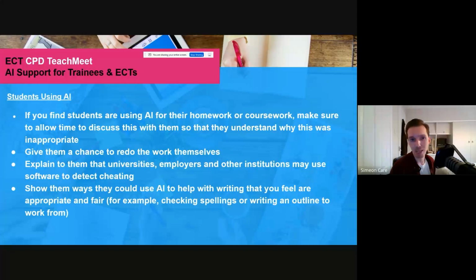I mean, for me, if I found my students were using AI on their homework or coursework, I think I'd definitely want to allow time to properly discuss that with them so they understand why that's inappropriate, not just because they got caught out, but they actually understand why that's wrong, and give them the chance to redo the work themselves. Because otherwise I think it will be a case of they get punished, they laugh it off, and then they probably do it again.